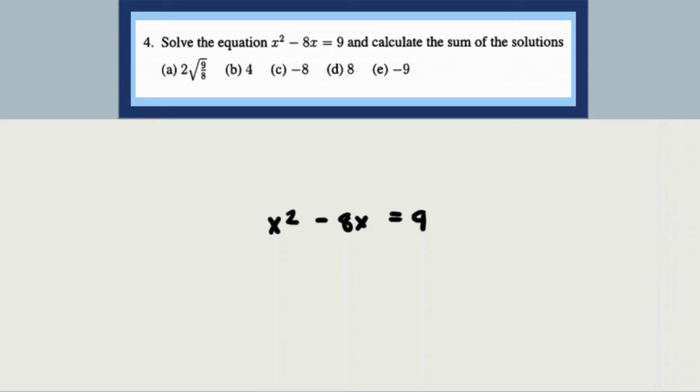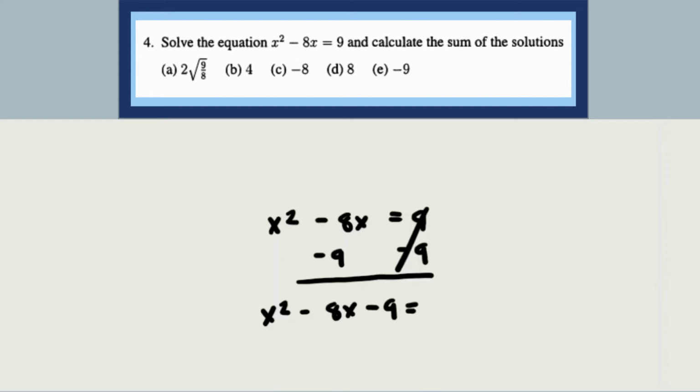Alright, so the first thing we're going to do when we're solving equations is set everything equal to 0. So I'm just going to subtract 9 on both sides in order to do this. And when we do that, the 9's will cancel out, and we'll be left with x squared minus 8x minus 9 equal to 0.